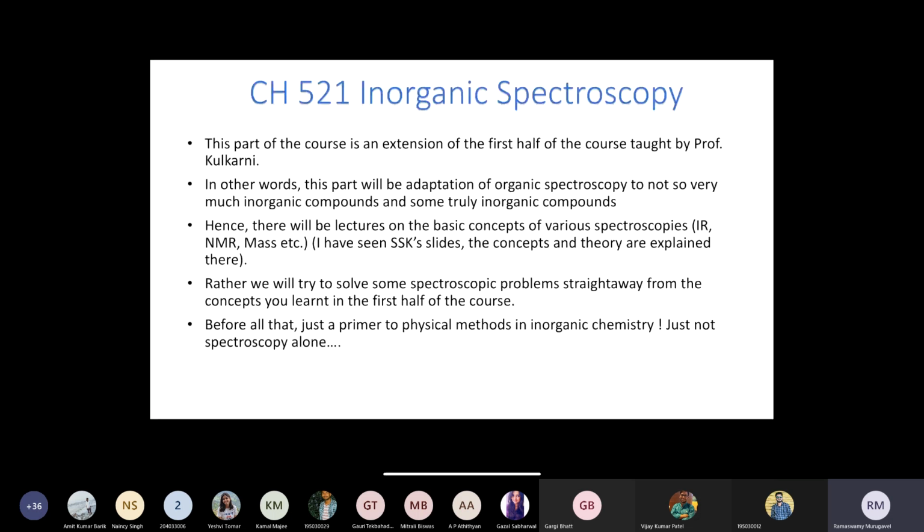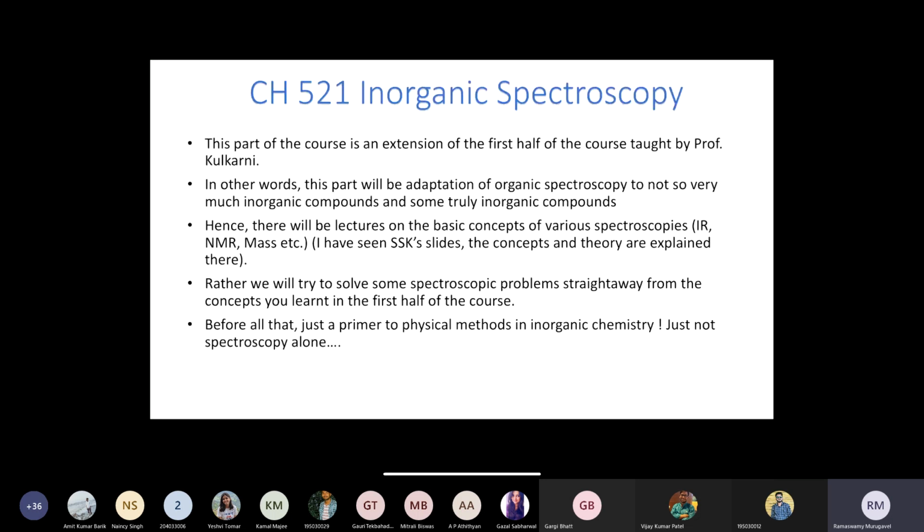One deals with the non-paramagnetic molecules, where I will be doing a bit of NMR, a bit of IR, and a bit of mass spectrometry. And three or three and a half weeks from now, Professor Lahiri will start and talk to you regarding the paramagnetic part, namely EPR and magnetism, things like that.